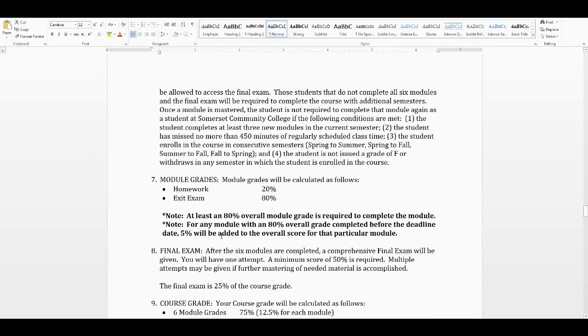And here's the bonus points mentioned about the due dates. So once you have an 80% average overall on the module and you complete an hour or before the due date, you'll get 5% added to that module grade.